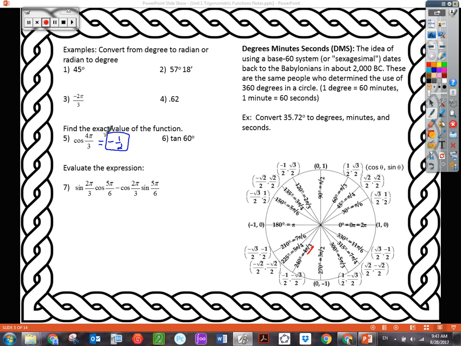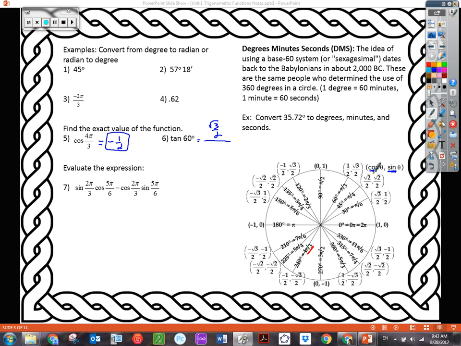Tangent. Now tangent's not on here, is it? Tangent is not sine or cosine. It's actually a combination, right? Tangent is sine over cosine. Maybe you remember that, maybe you don't. Tangent is sine over cosine. So what I'm going to do is go to 60 degrees, and make myself a fraction. It's going to be sine over cosine. So sine at 60 degrees is the y-coordinate, so root 3 over 2.